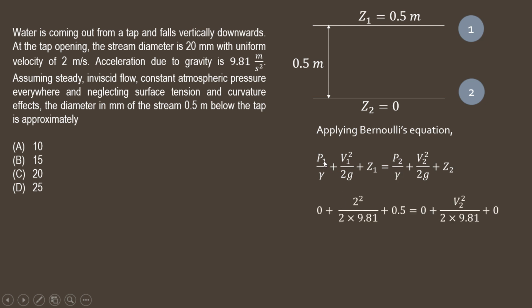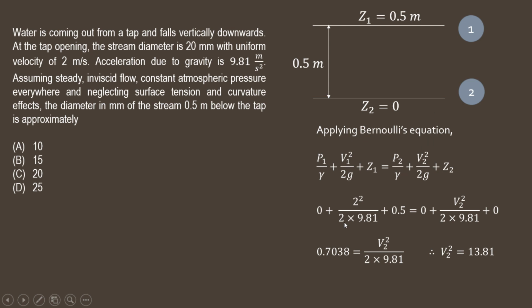Now P1 upon gamma, so gauge pressure is 0 at atmosphere. P2 upon gamma is also 0 because they are open to the atmosphere and atmospheric pressure is same everywhere. So gauge pressure is 0 at atmosphere. V1 is 2, Z1 is 0.5, P2 is 0, V2 we have to find out and Z2 is 0 because this section we have assumed as a reference.